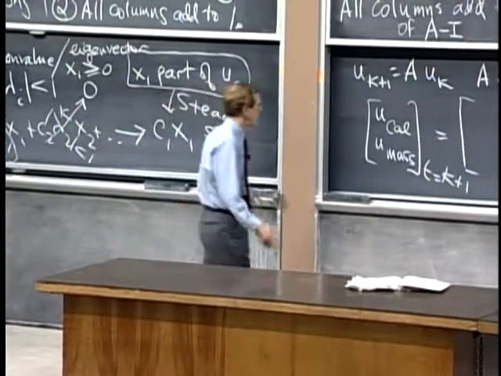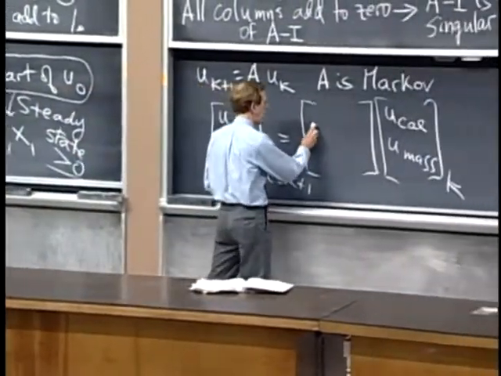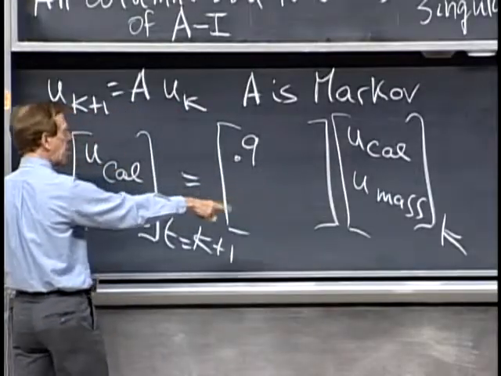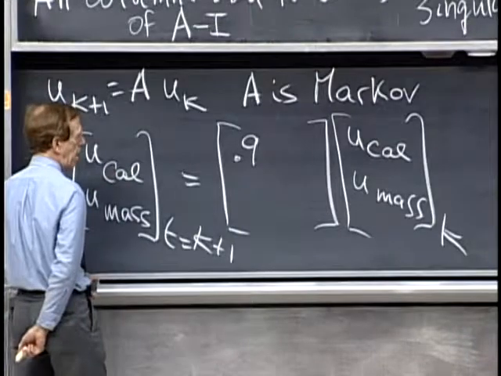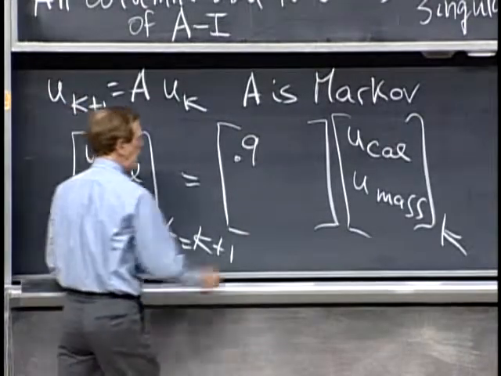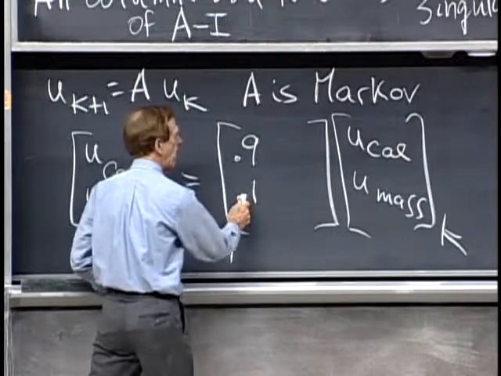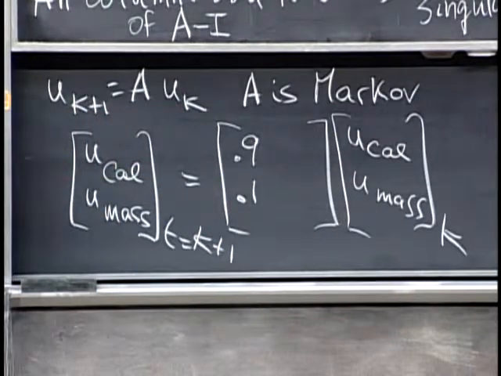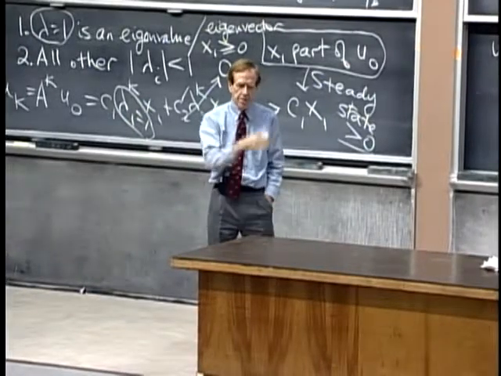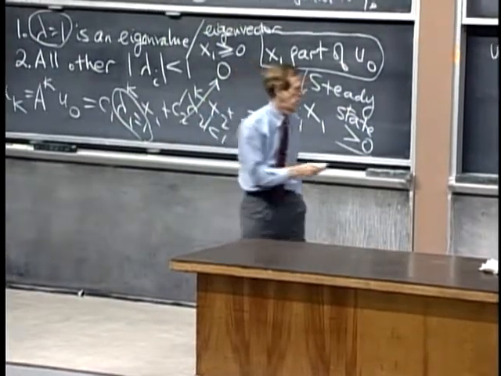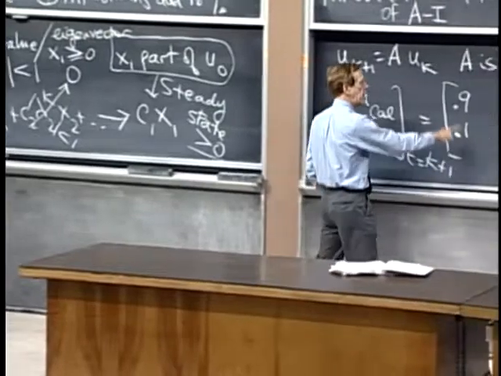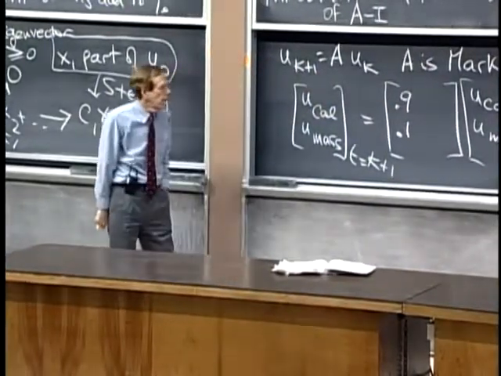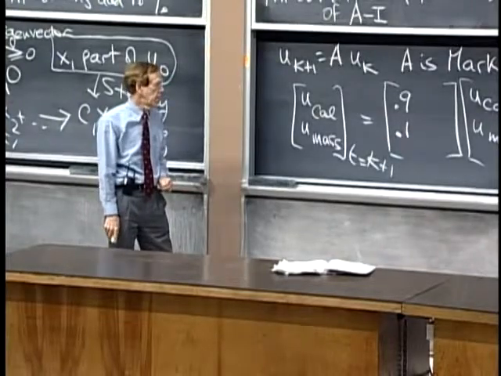Okay, so what's a reasonable number, say? Say 0.9 of the people in California at time k stay there. And 0.1 of the people in California move to Massachusetts. Notice why that column added to 1. Because we've now accounted for all the people in California at time k. 9/10 of them are still in California, 1/10 are here at time k plus 1.